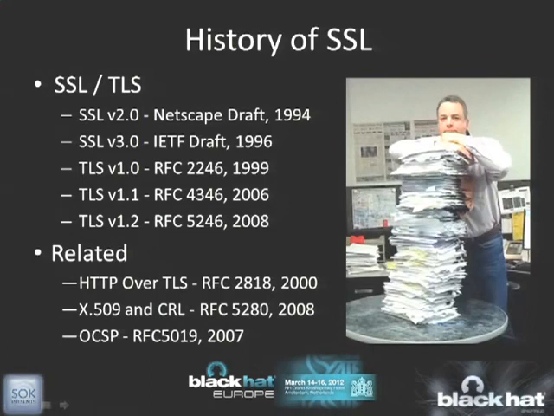TLS 1.1 is also fairly prevalent now, just some minor modifications from TLS 1.0. And 1.2, again, some minor tweaks, but it's not very prevalent yet. There are some closely related RFCs for things like HTTP over TLS, which is really the focus of this talk. And then X.509 and certificate revocation lists. And then OCSP, Online Certificate Status Protocol, which is kind of an improvement or an attempt to improve upon CRL.